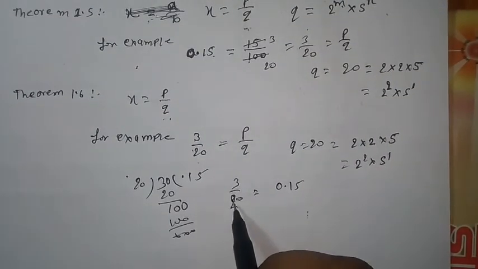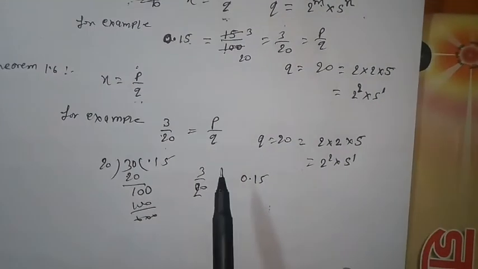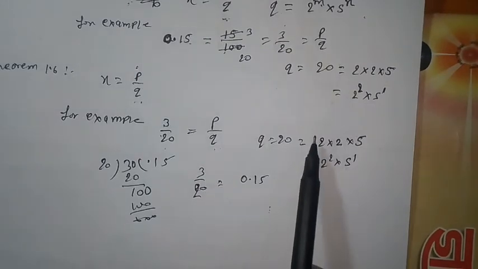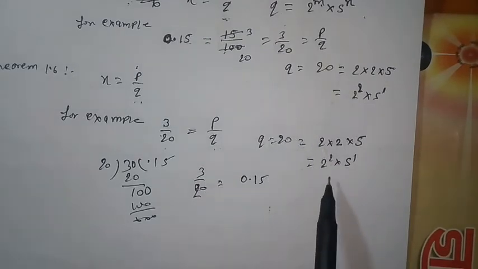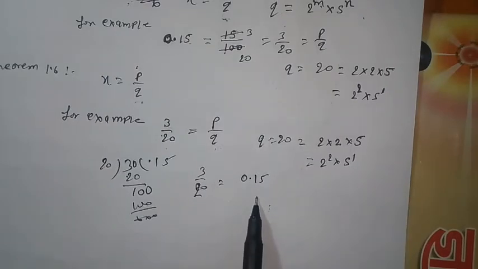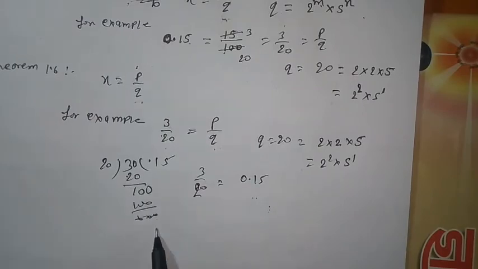So this is proof that if the prime factorization of q is in the form of 2 to the power m into 5 to the power n, then the decimal expression of this number terminates. It means that we are getting the remainder 0.